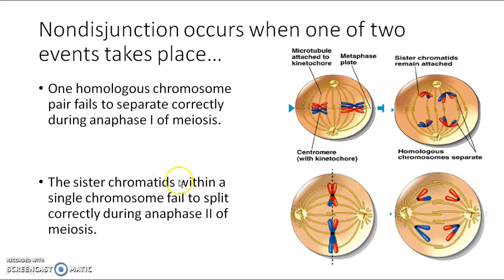Non-disjunction could also happen when the sister chromatids that are part of a single chromosome don't split correctly during anaphase 2 of meiosis. So here we see the chromosomes lining up single file along the metaphase plate like they do in metaphase 2. And this is anaphase 2, where we see the chromatids ripped apart, and once they're separated, they're called daughter chromosomes. They're unreplicated. Now, if those chromatids don't separate correctly, both of them could end up in one of the daughter cells, and the other one would get nothing from that chromosome.